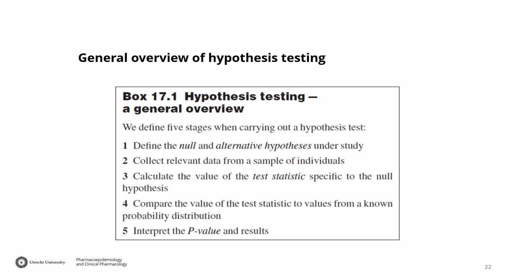Then the third stage is that we calculate the value of the test statistic specific to the null hypothesis. Here we would use one of our tests. It could be the t-test for unpaired, paired, or one sample. It could also be a chi-square test or another one that you might learn in the future. We will then compare that value of the test statistic to values that we know from known probability distributions. That could be, for example, the t-distribution or chi-square distribution, or something else for different tests.